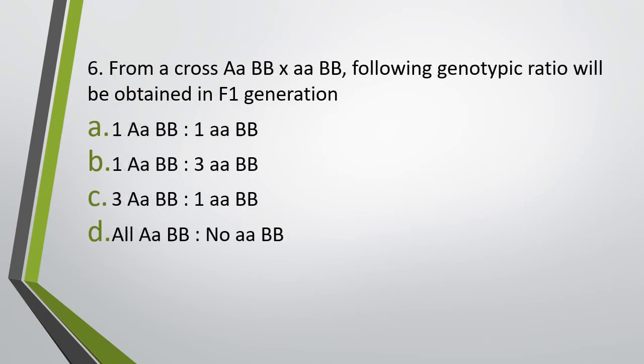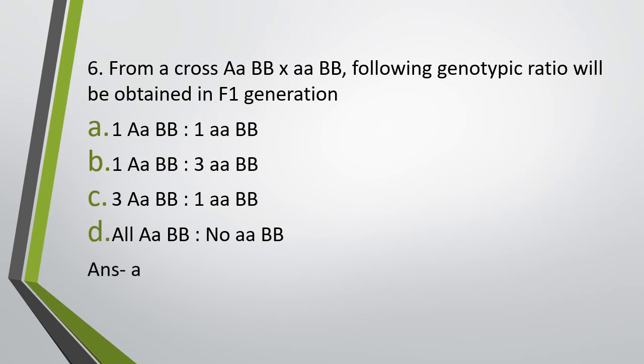Question number 6. From a cross capital A capital B with small a capital B, the following genotypic ratio will be obtained in the F1 generation. The options are given. You have to tell what is the correct genotypic ratio in the F1 generation. The correct answer is option A.